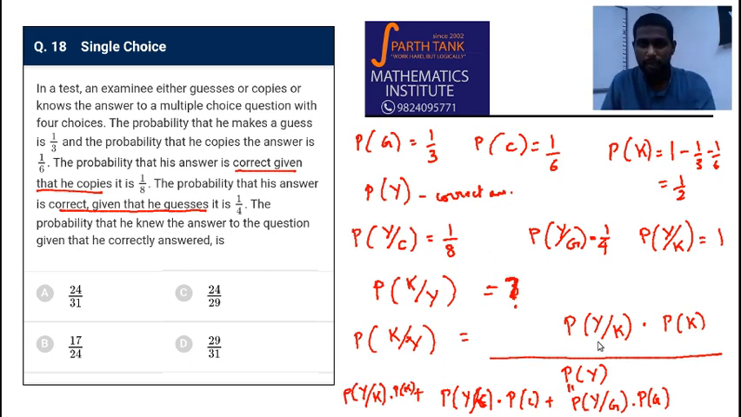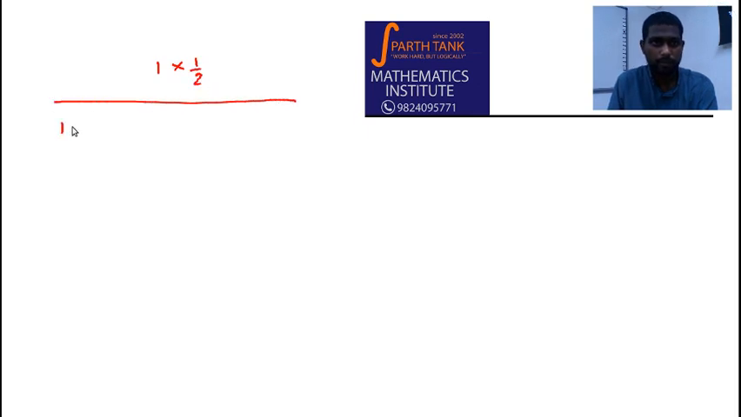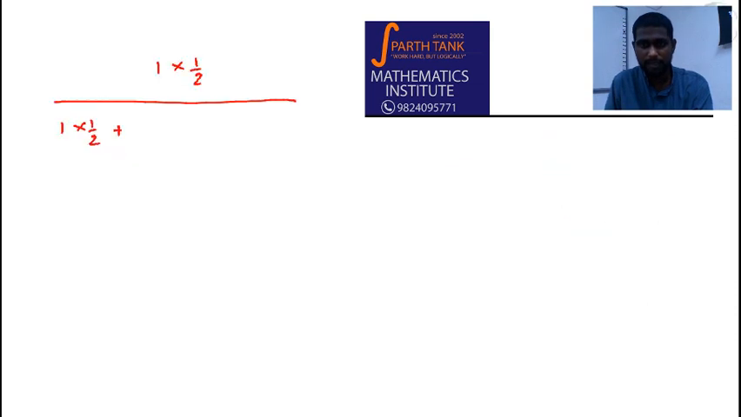Okay. So let us substitute the values. Y given K is 1, P of K is 1 by 2. So the numerator is 1 into 1 by 2. And the denominator also becomes 1 into 1 by 2 plus P of Y given C is 1 by 8 and P of C. Now C is 1 by 6. So 1 by 8 into 1 by 6.